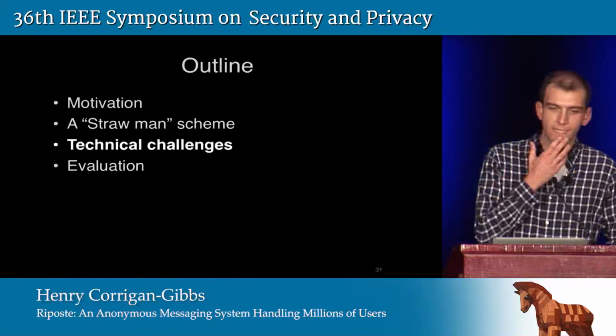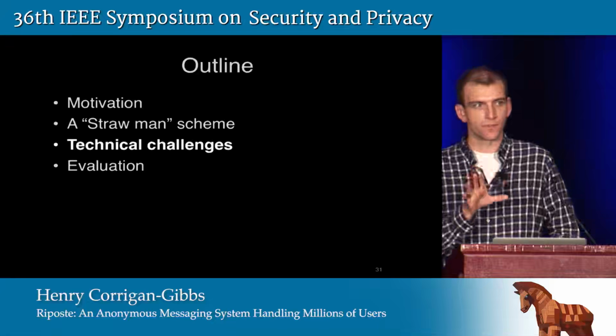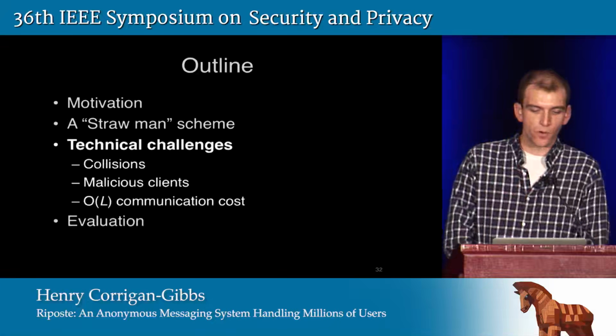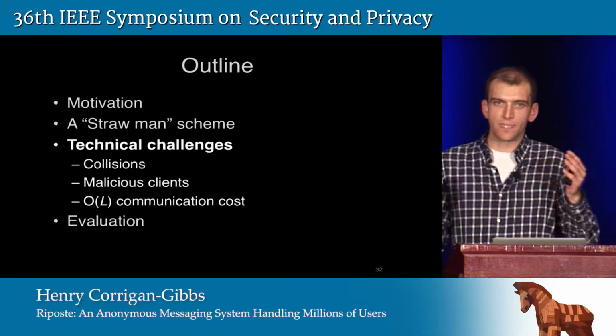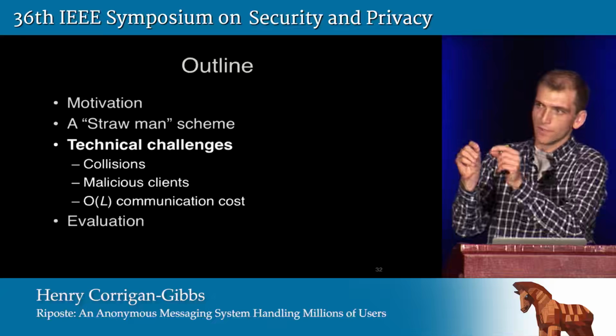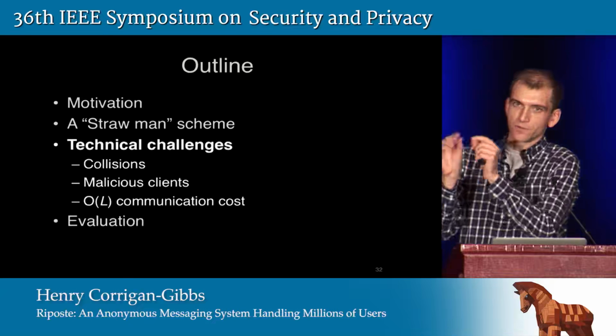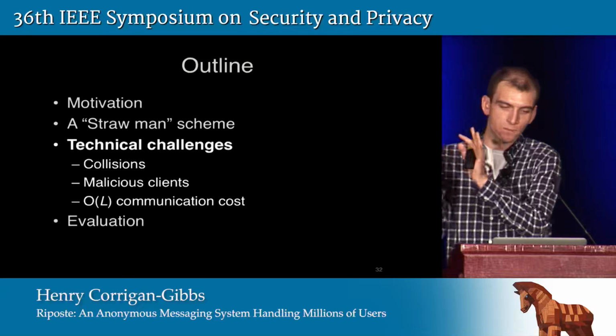But we're not quite done. There's a bunch of reasons why the first scheme doesn't work. So here are a couple. I'm not going to talk about all of these. But the first problem is if two users write into the same row of the database, they'll corrupt that row. So neither message will get through. So we need to deal with that.